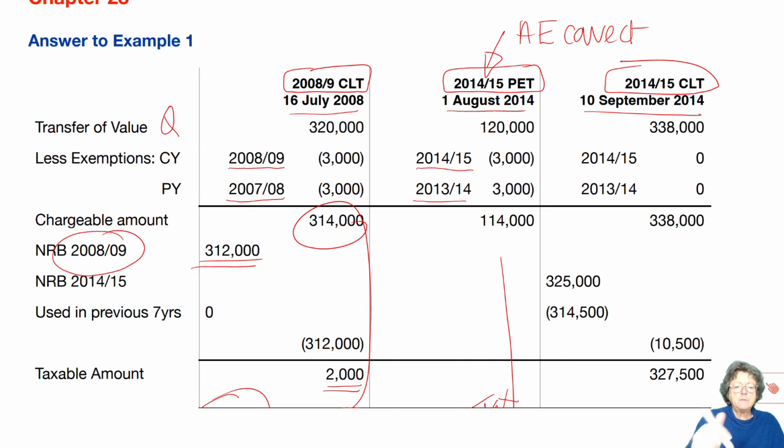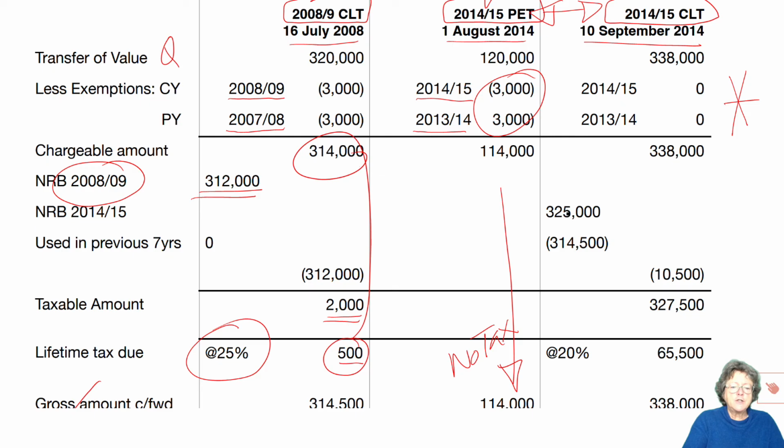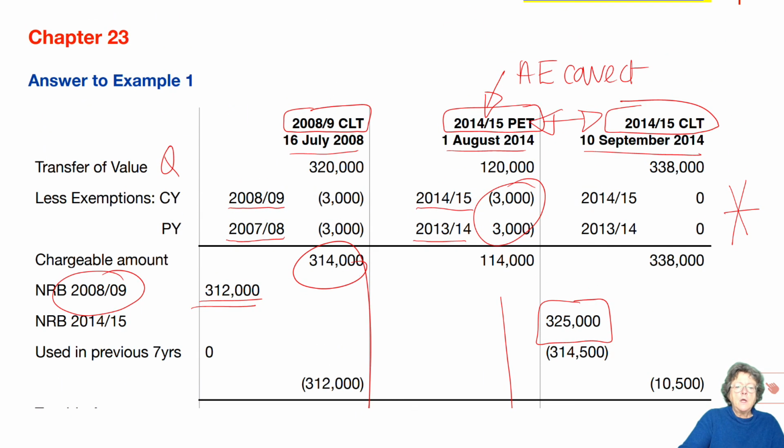Again, I would have advised my client to have paid these the other way round, because that 6,000 would have been very valuable here. There are no annual exemptions to go against this chargeable lifetime transfer of 338,000. Put them in, don't ignore them, show that they're nil or used, whatever you want. Okay. The nil rate band is 325,000. Now, this gift took place on the 10th of September 2014.